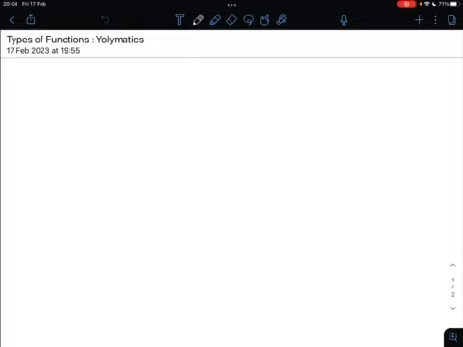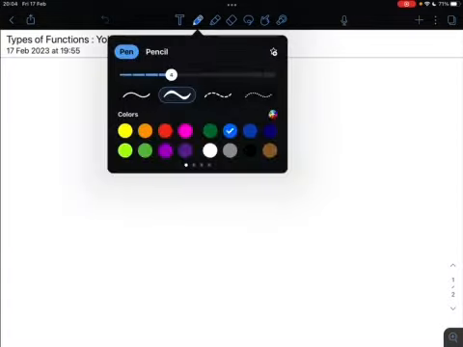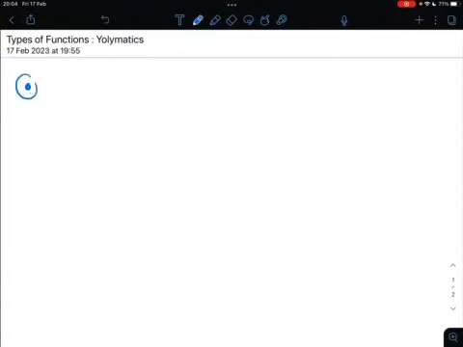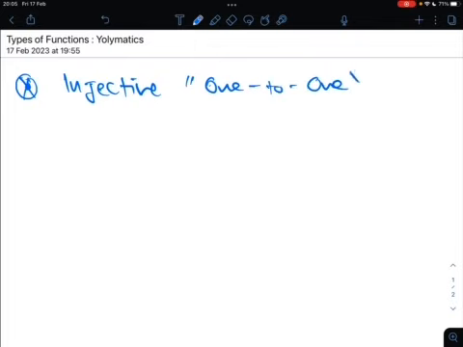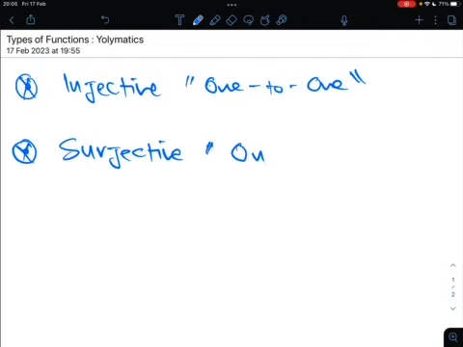So from last time, we recall that we mentioned three different types of functions. We mentioned that functions can either be injective, which we also said stands for one-to-one, and also functions can sometimes be surjective, meaning they're onto. Then sometimes functions can be bijective.